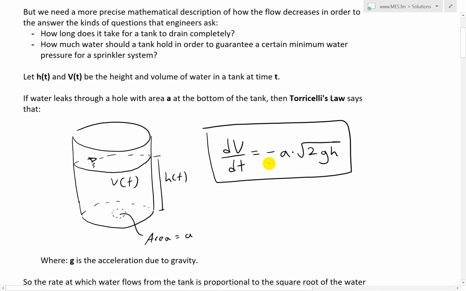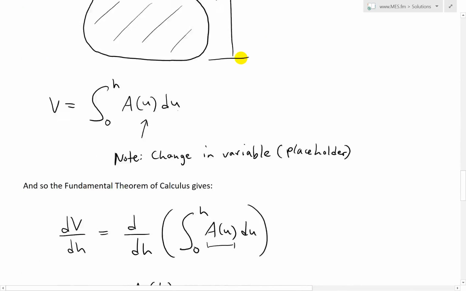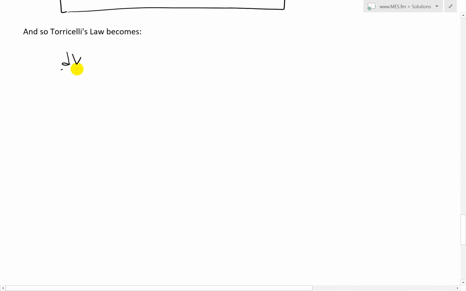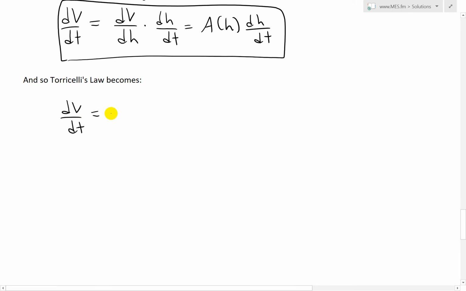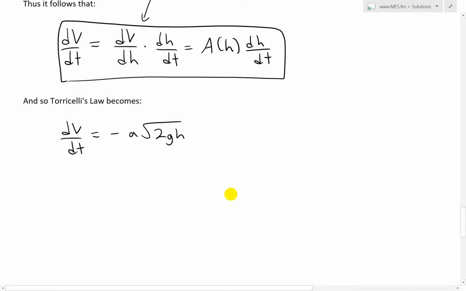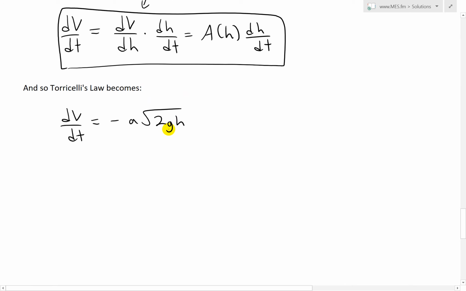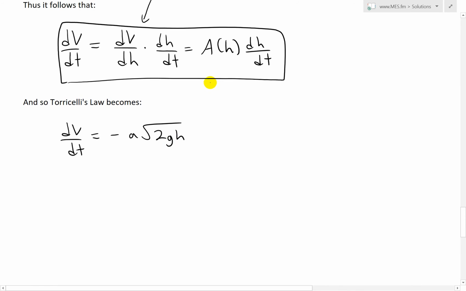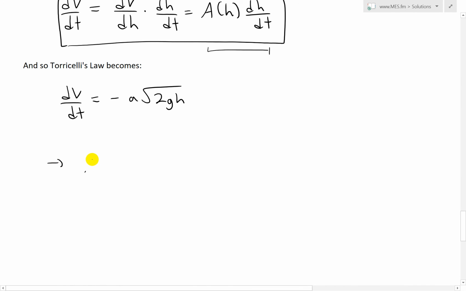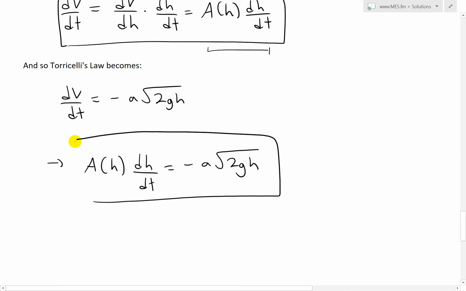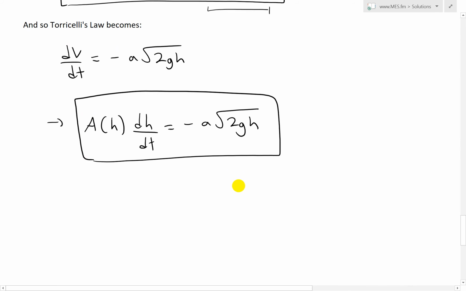So we have dV over dt equals negative A square root 2GH. This is the original Torricelli's law, dV over dt, negative A square root 2GH, again where A is the area of the outlet hole, or whatever it is where water's draining out. G is gravity. So now that we have this, we can just plug this in. That's our dV over dt. So what we end up getting is this differential equation: A of H, the cross-sectional area of the water, dH over dt is equal to negative A square root 2GH, and this is the formula that we will use for further parts of this question.